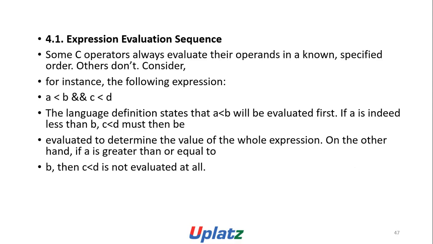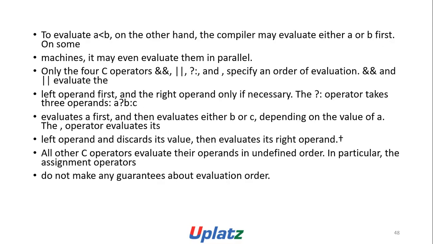Some C operators always evaluate their operands in a known specified order. Others don't. Consider, for instance, the following expression: a < b && c < d. The language definition states that a < b will be evaluated first, and if a is indeed less than b, then c < d must then be evaluated to determine the value of the whole expression. On the other hand, if a is greater than or equal to b, then c < d is not evaluated at all. To evaluate a < b, on the other hand, the compiler may evaluate either a or b first on some machines. It may even evaluate them in parallel.